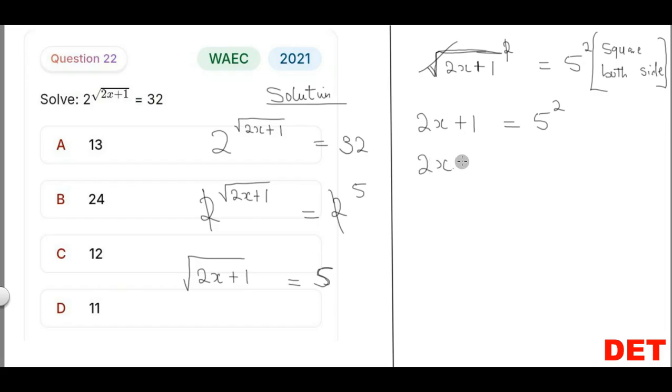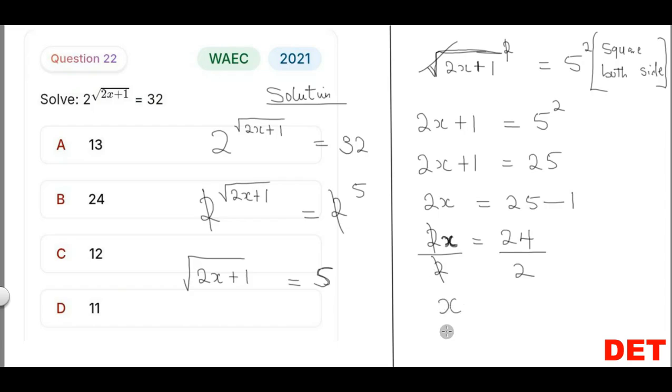So this will be 2x plus 1 equal to 25. The next thing I will do is to collect like terms. So this will be 2x equal to 25. When this plus 1 crosses to the other side of the equation, it will become minus 1. So 2x is equal to 25 minus 1, which will give me 24. The next thing I'm going to do is to look for the value of x. To do that, I will divide both sides of the equation by the coefficient of x, which is 2. So these 2 will cancel out these 2, and that will make my x stand alone.